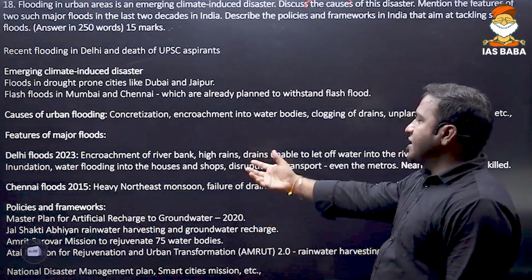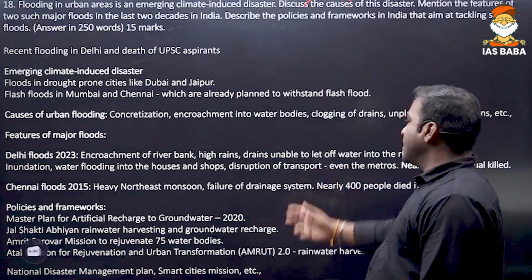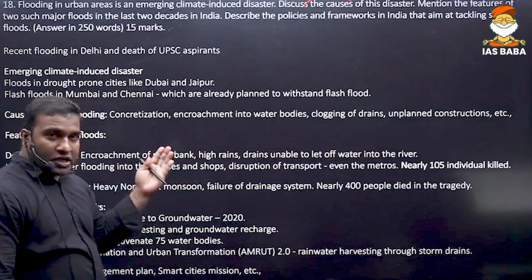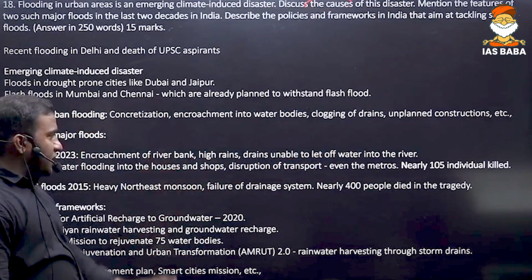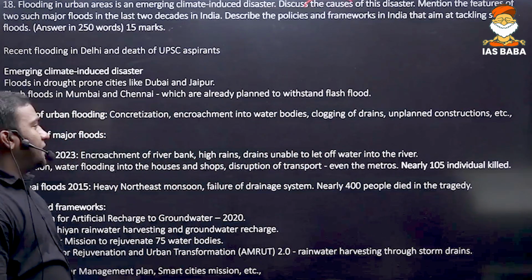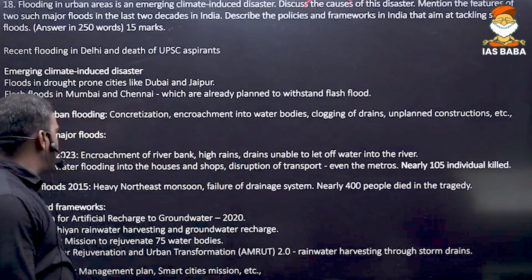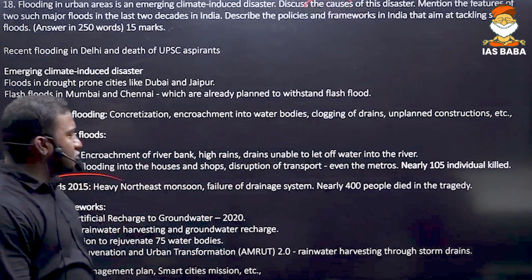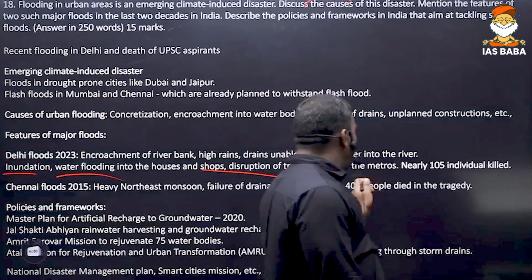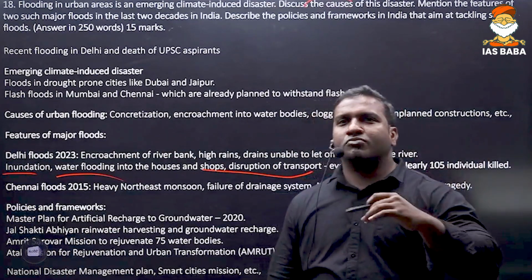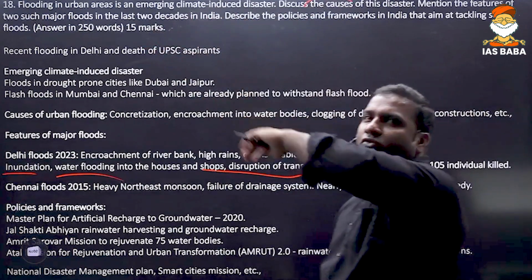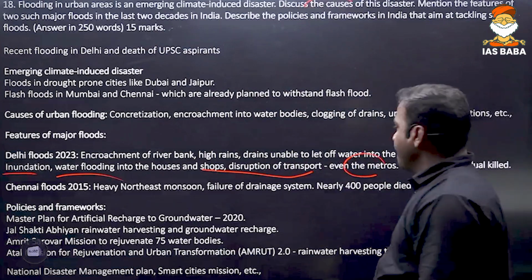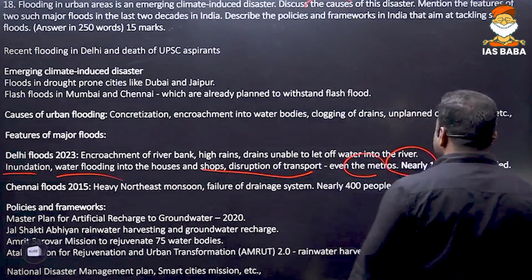Then Delhi's encroachment on the river bank. Then high rains due to climate change, so rains are heavy in unexpected areas and in unexpected seasons. Then drains unable to let off water into the river, and inundation all over. Water flooding into houses and shops, disruption of transport, even the metros, which are mostly situated above through flyovers and through underground, are also flooding, and nearly 105 individuals were killed.